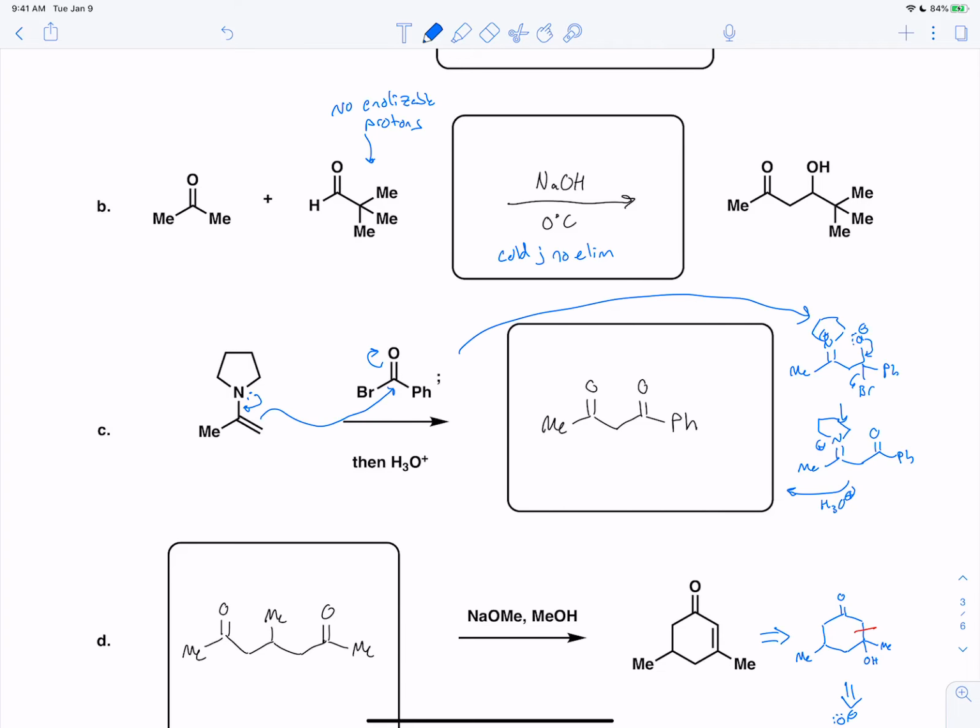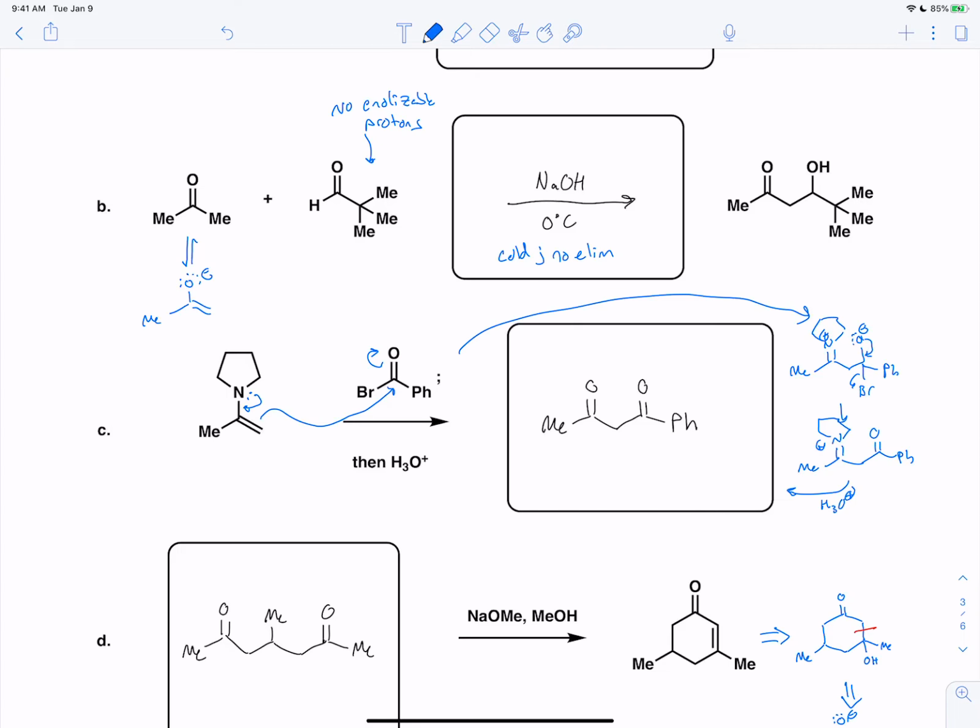B is a crossed aldol reaction question. Note that we don't have any enolizable protons on the aldehyde. We do have it on the acetone molecule. So we're going to be making the ketone enolate.